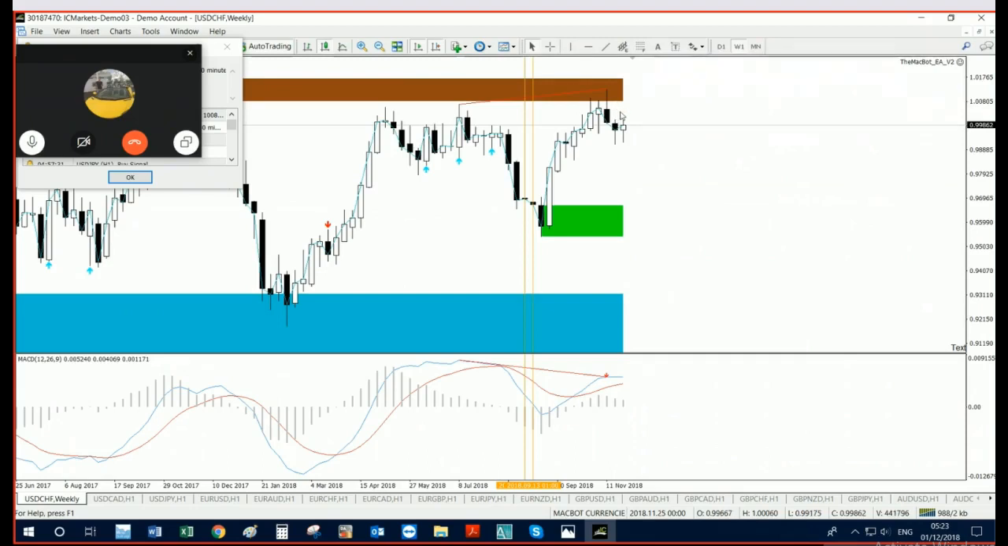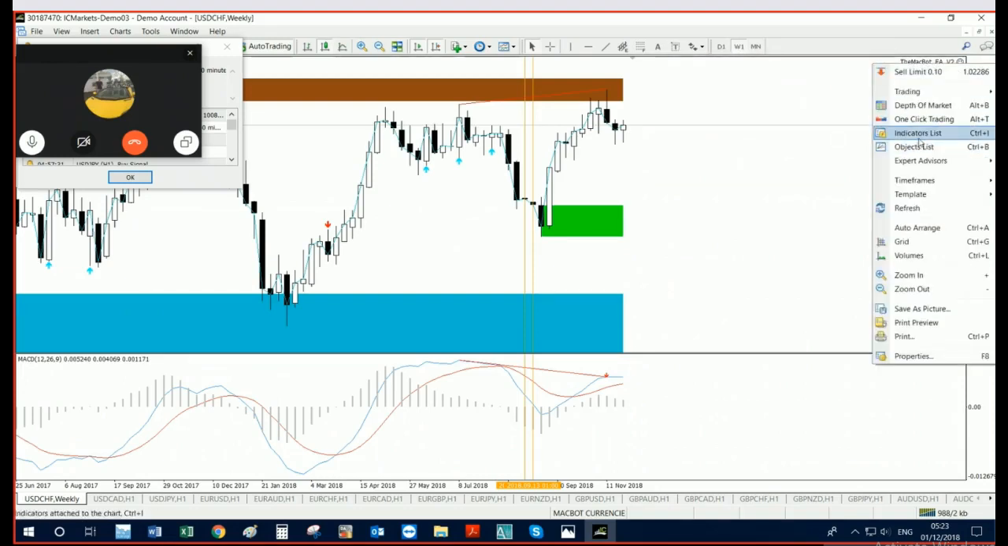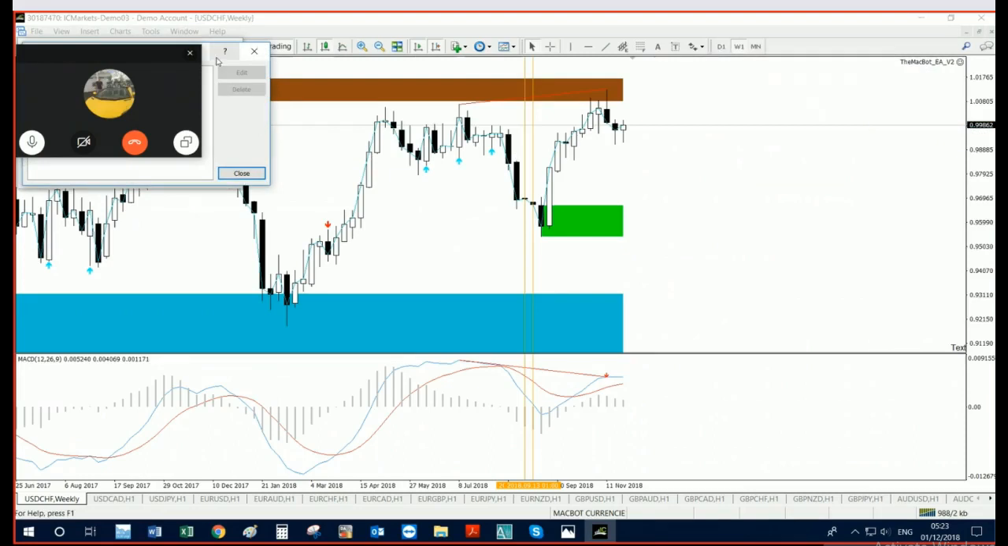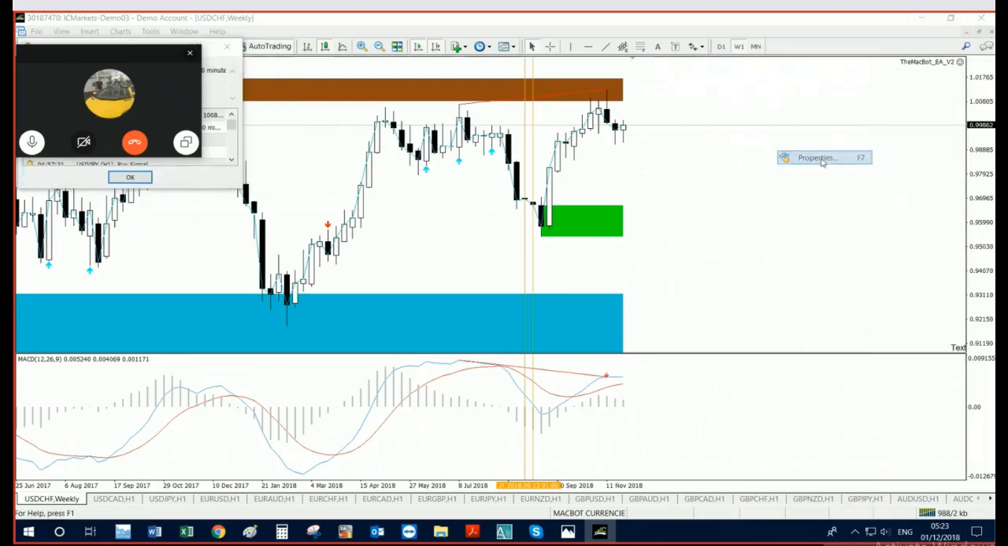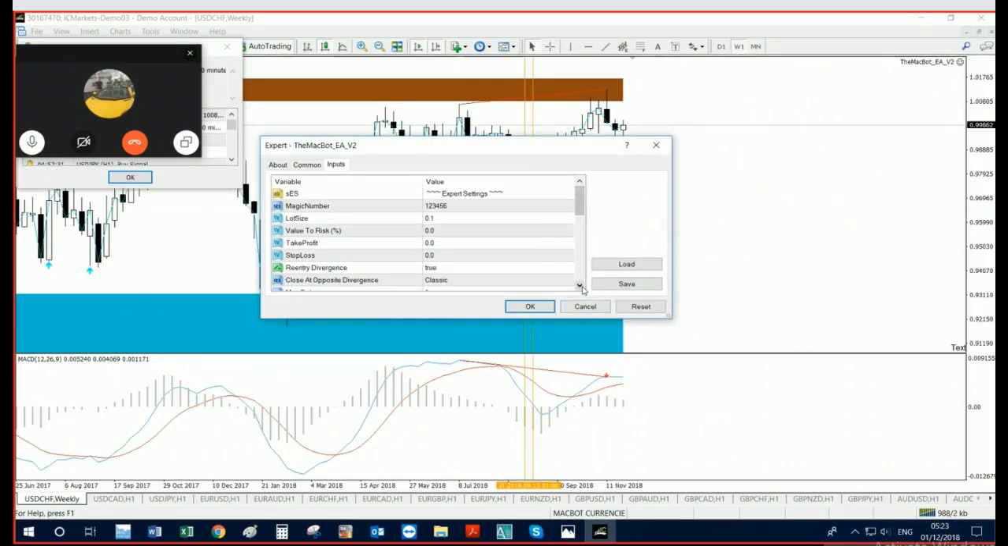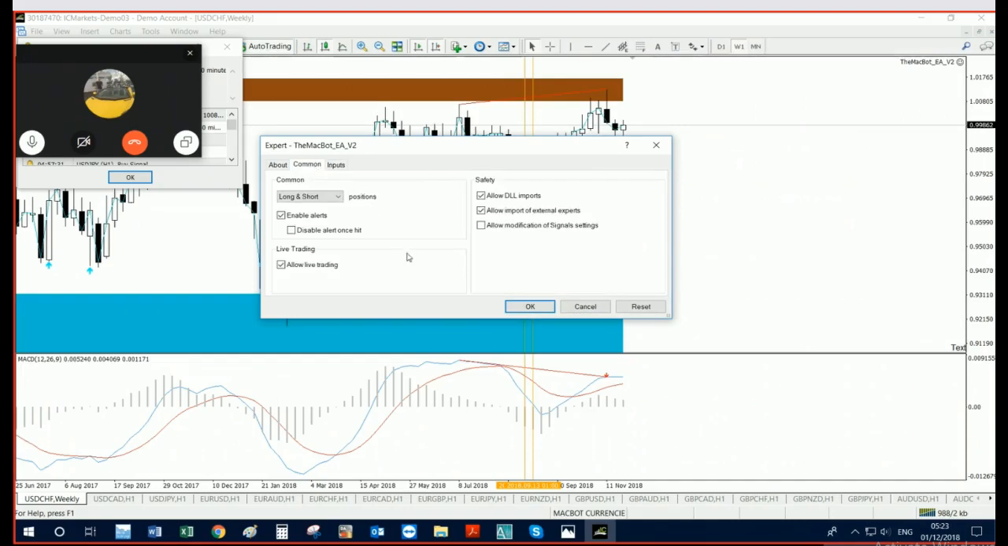So if there was a weekly inside a monthly, what you want to do now is set the MacBot to start taking a look at the trades. You simply right-click, go to Expert Advisors, right-click, properties. The first thing you want to go to is common. You want to be looking to short the market, so only short.